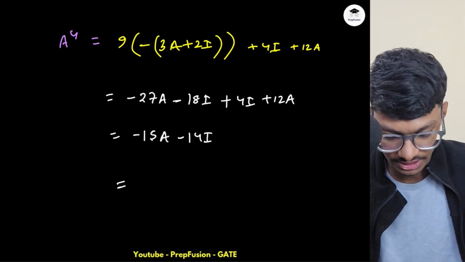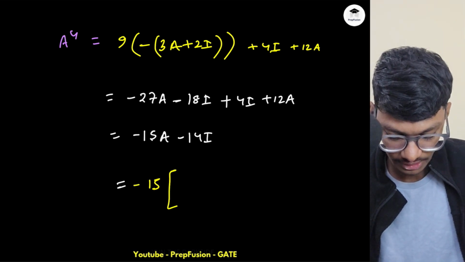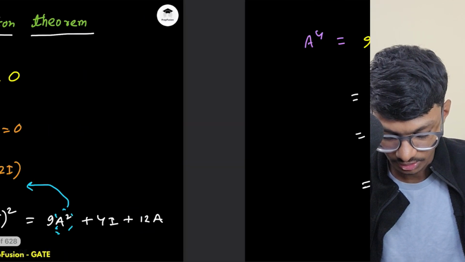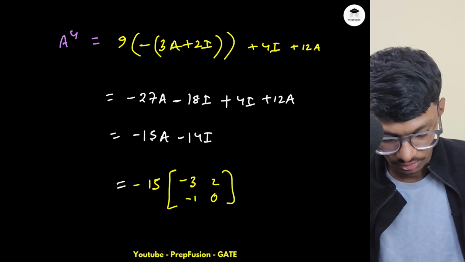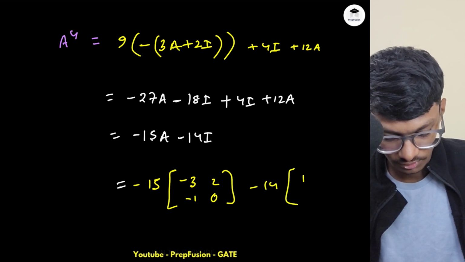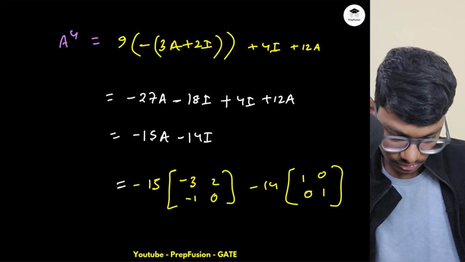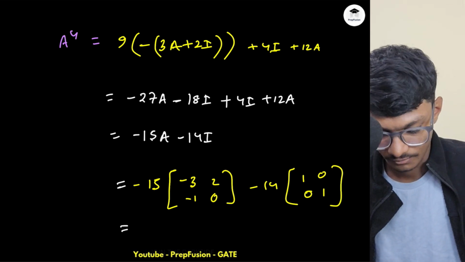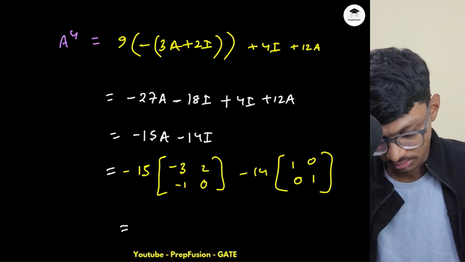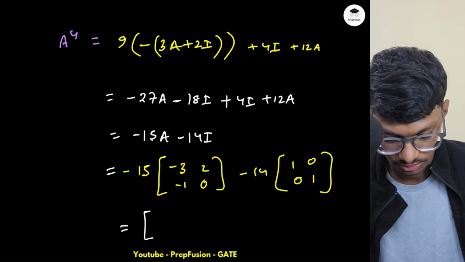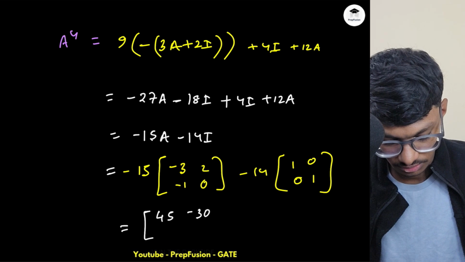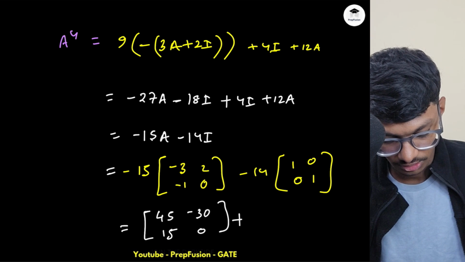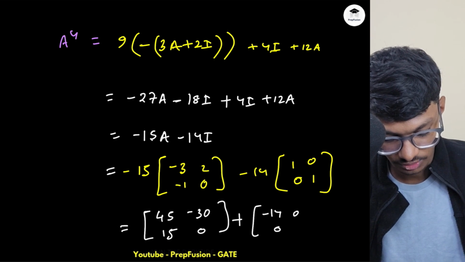So basically now I can replace A with the actual matrix: minus 15 times what A is, minus 3, 2, minus 3, 2, minus 1, 0, and this is 14 times 1, 0, 0, 1. So this will be equal to 45, minus 30, 15, 0, minus, I can write plus over here, this will become minus 14, 0, minus 14.